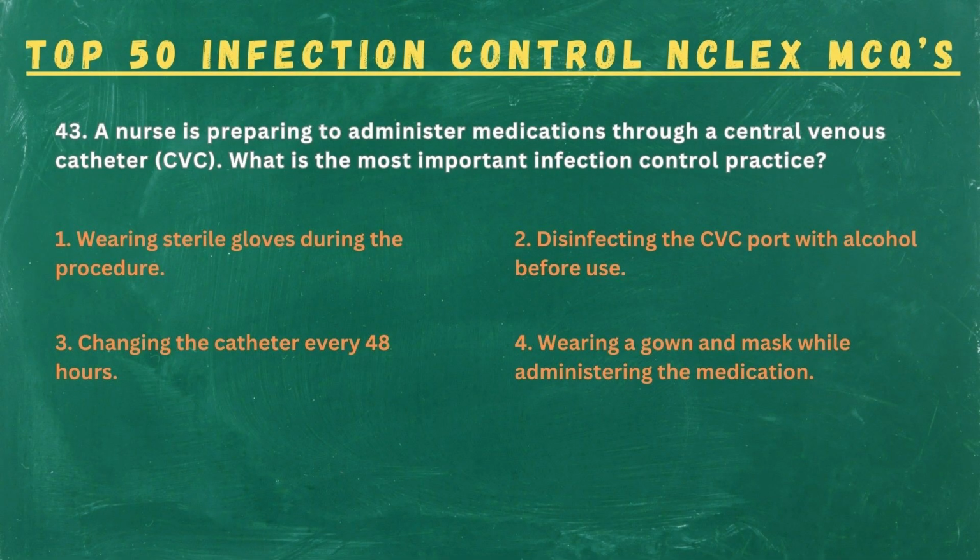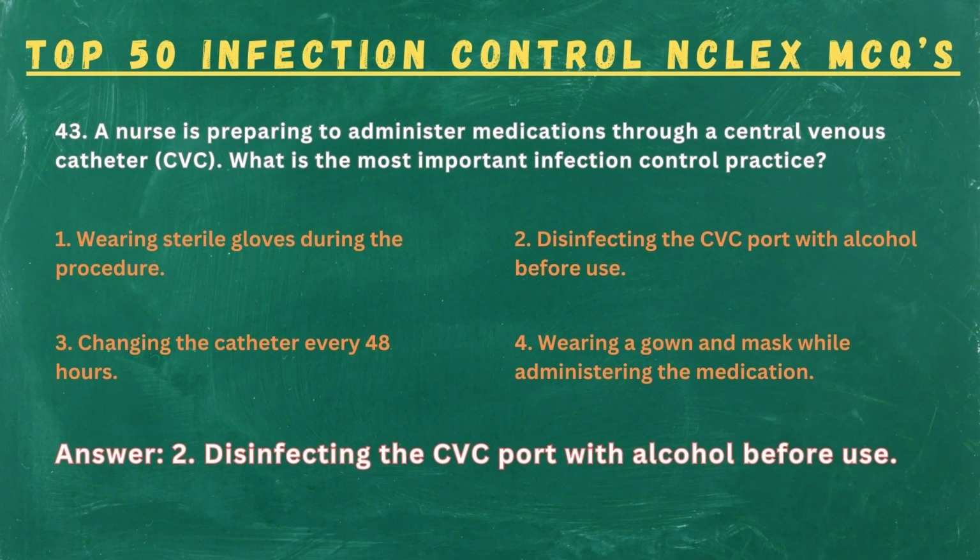43. A nurse is preparing to administer medications through a central venous catheter, CVC. What is the most important infection control practice? 1. Wearing sterile gloves during the procedure. 2. Disinfecting the CVC port with alcohol before use. 3. Changing the catheter every 48 hours. 4. Wearing a gown and mask while administering the medication. Answer: 2. Disinfecting the CVC port with alcohol before use.